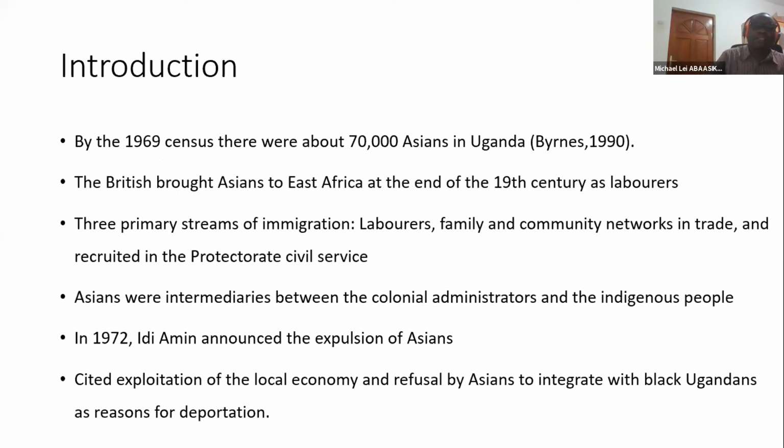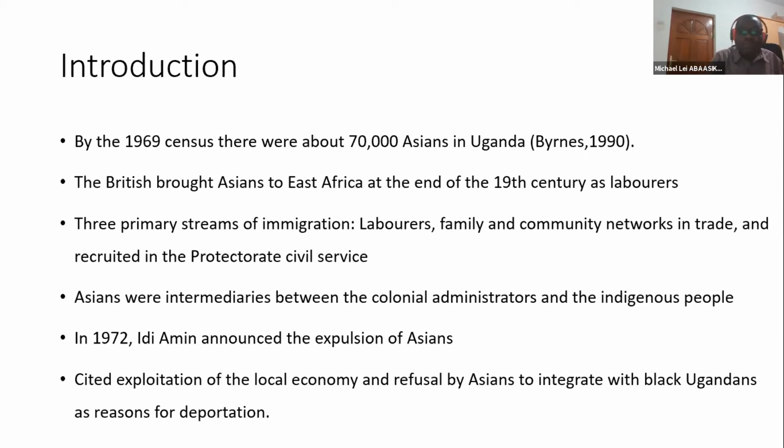By the 1967 census, which was done in Uganda, there were about 70,000 Asians living in Uganda. And these Asians were actually brought into the East African region by the British colonial government when they were building a railway line which starts from the port of Mombasa in Kenya up to the capital of Uganda in Kampala. There were about 3 streams of migration of Asians. Others came as laborers working with the British. Of course, others were family members and community members that followed the networks of their relatives who were already employed in the country. And then, of course, others were working as civil servants. Asians were considered as intermediaries between the colonial administrators and the indigenous people in Uganda.